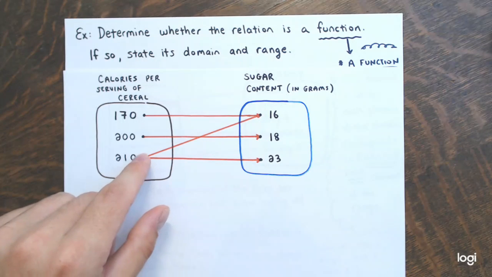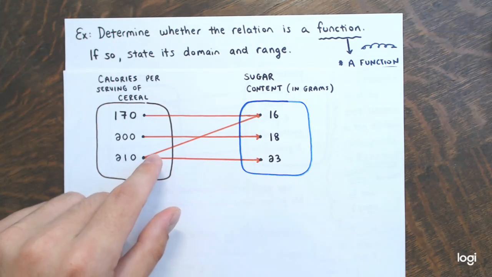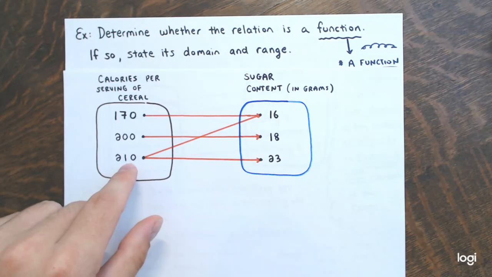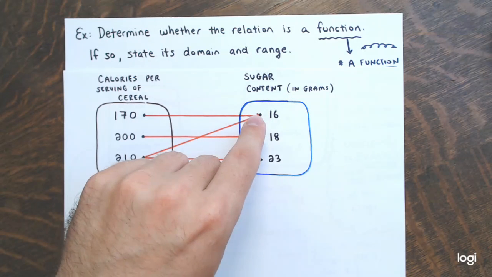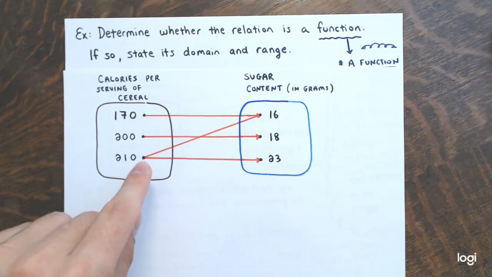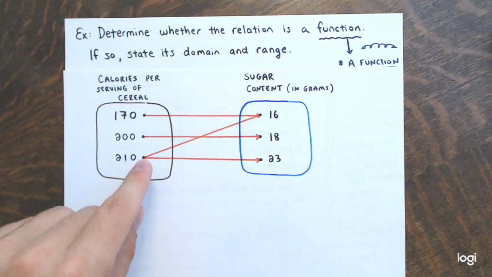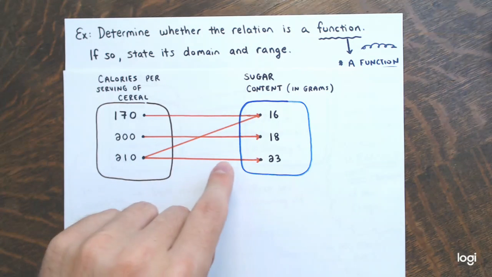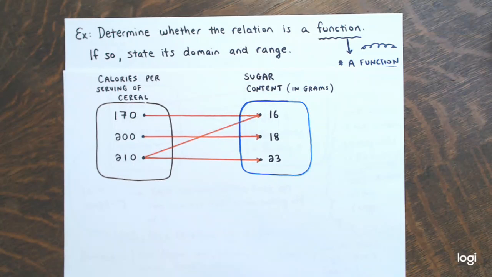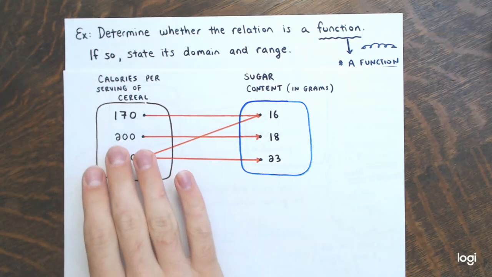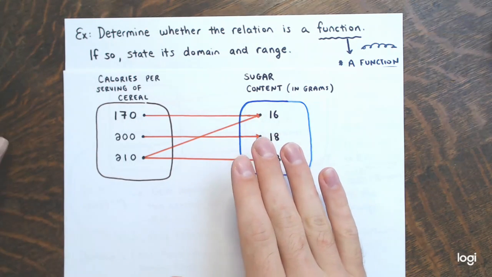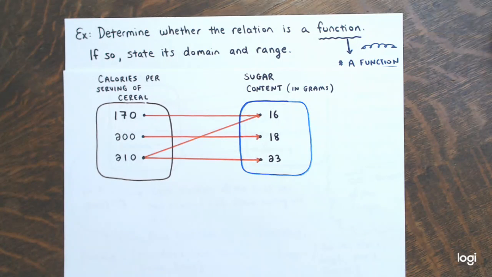And then there are, look at this, two cereals out there with 210 calories per serving that we're looking at. One of those cereals has just 16 grams of sugar in a serving, whereas the other cereal that has 210 calories per serving has 23 grams of sugar. Alright, so having looked at these relationships here, the relation between numbers of calories per serving and number of grams of sugar, the question is, is it a function? I'll refresh your memory again.